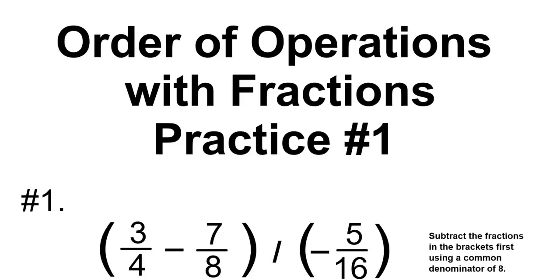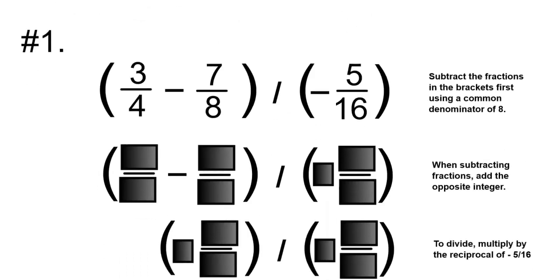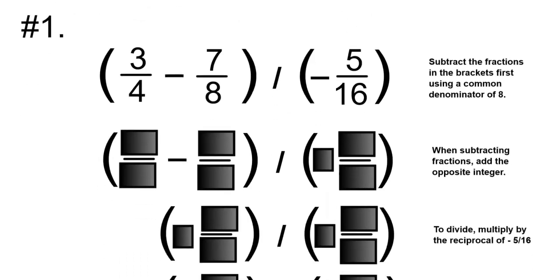Order of operations with fractions, practice number 1. For 3 over 4 minus 7 over 8 divided by negative 5 over 16, we'll start by subtracting the fractions in the brackets first. Since 4 can go into 8, we'll use a common denominator of 8.